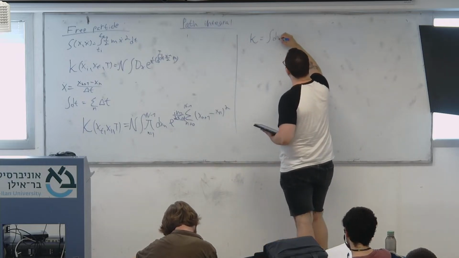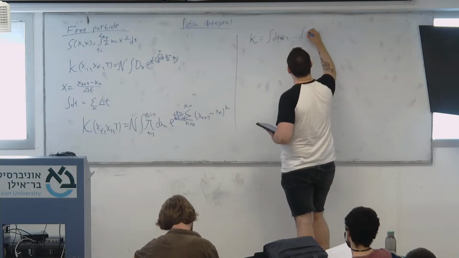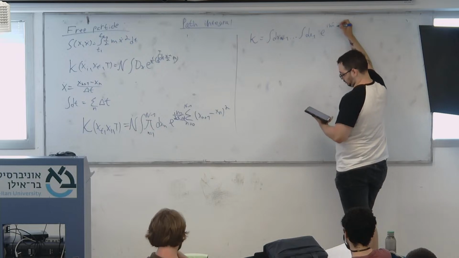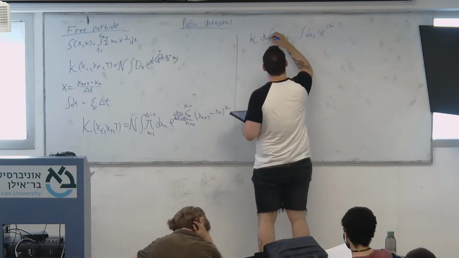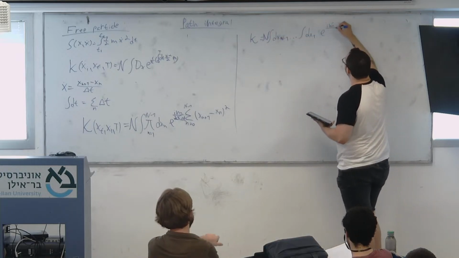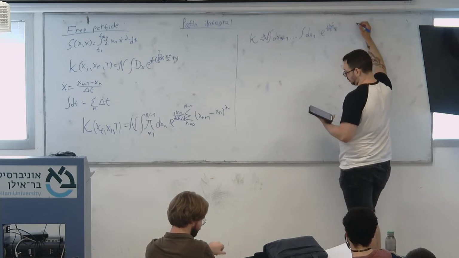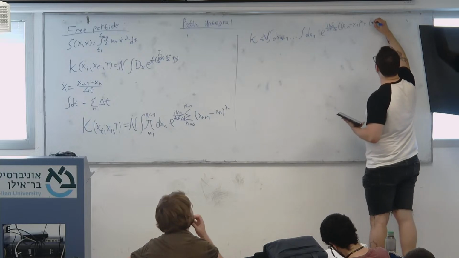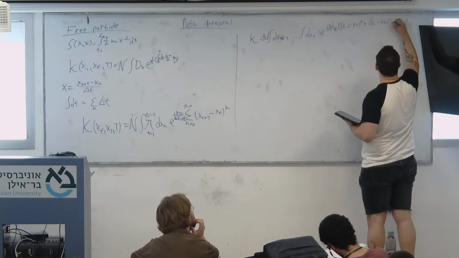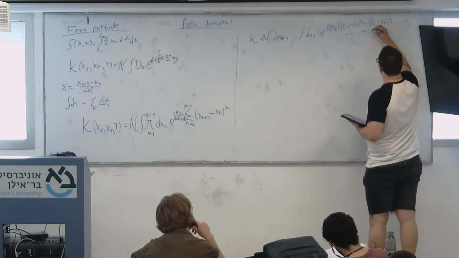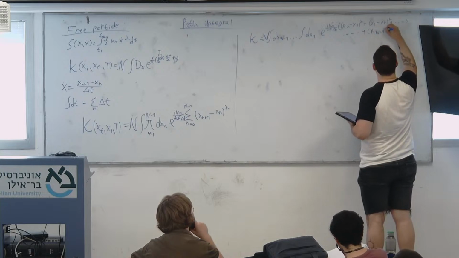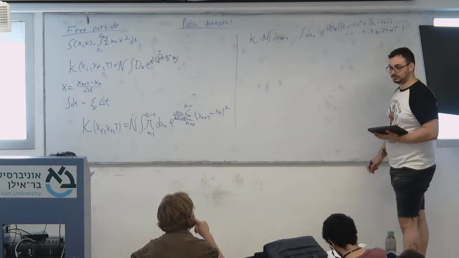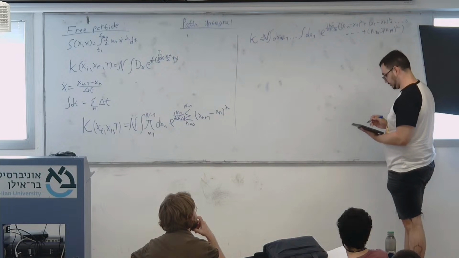Equal to the integral over dx_(n-1) through dx_1 of e to the power of i, and there's the normalization factor here, and 2 h bar delta t times (x1 minus x0) squared plus (x1 minus x2) squared plus, up to (x_(n-1) minus x_n) squared. Okay, just opening the sums, all the sums and multiplication.